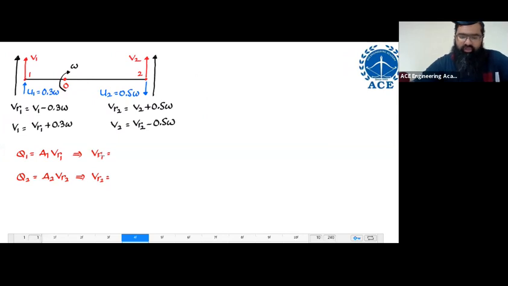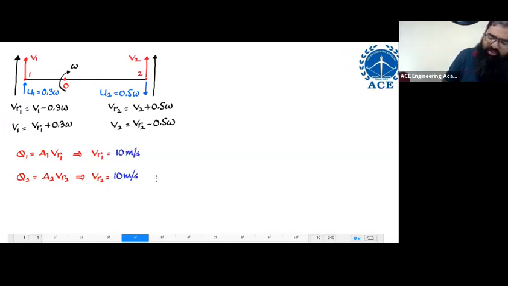After having done this, you can get the value of VR1 and VR2. Previously, whatever area I have taken, same area I have taken again. Previously, whatever discharge I have taken, same discharge I have taken again. So the values of VR1 and VR2 are going to be equal to 10 meters per second. Okay, finished in here. Now the equation of torque.